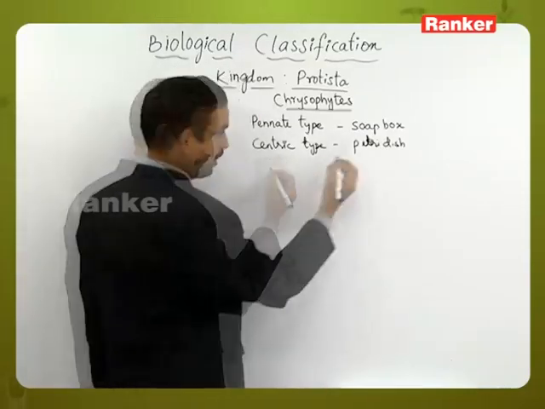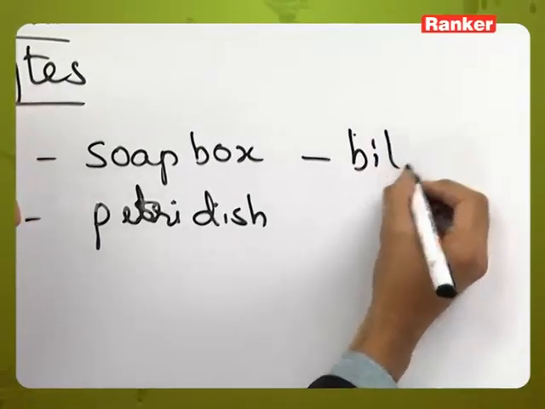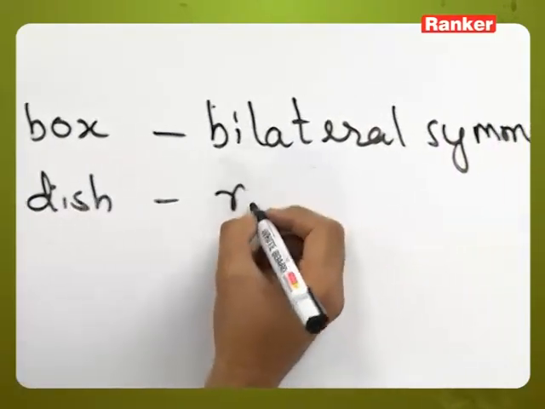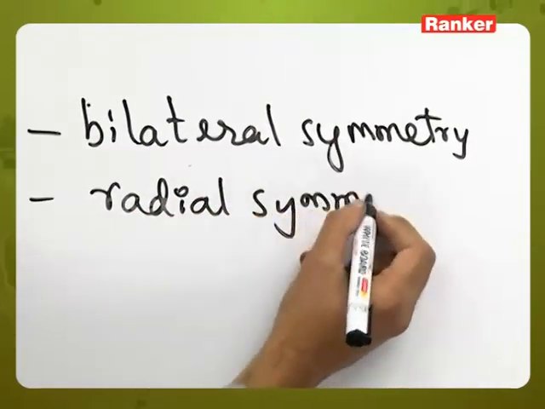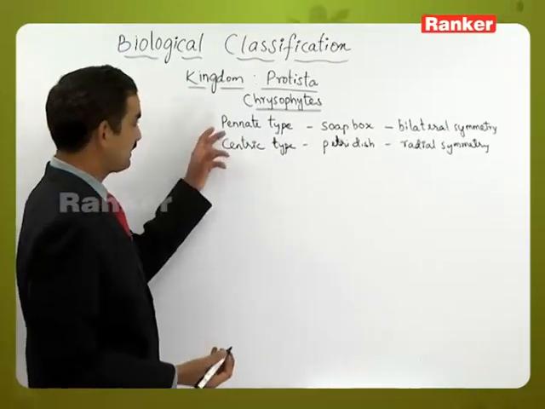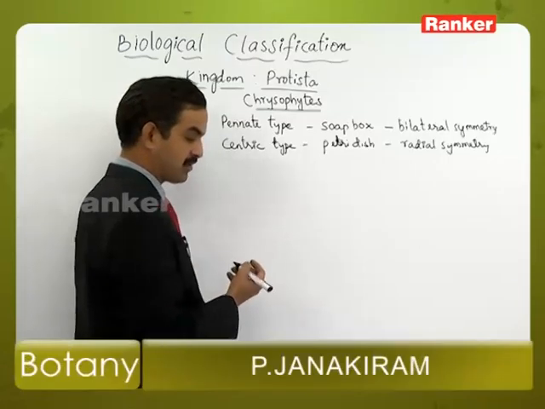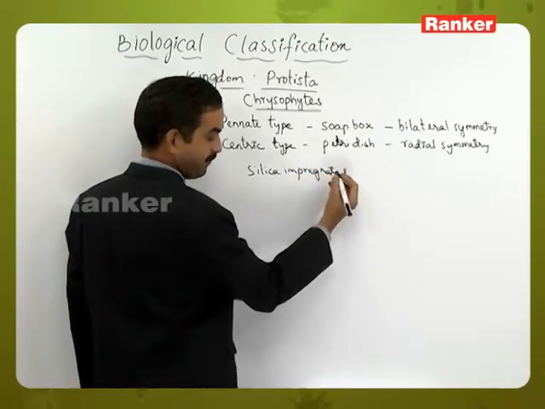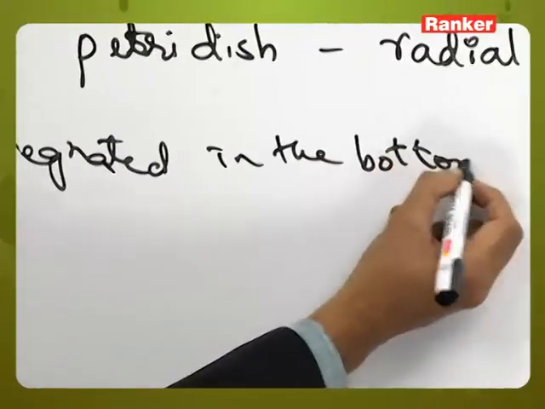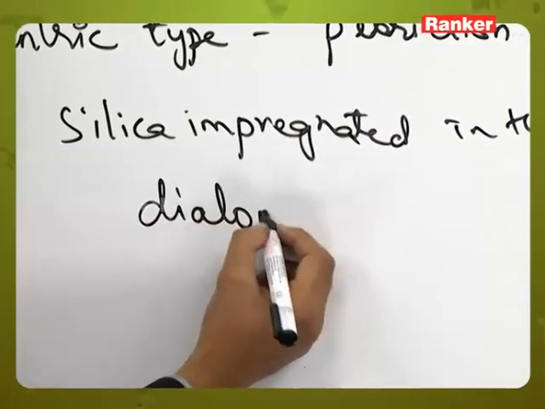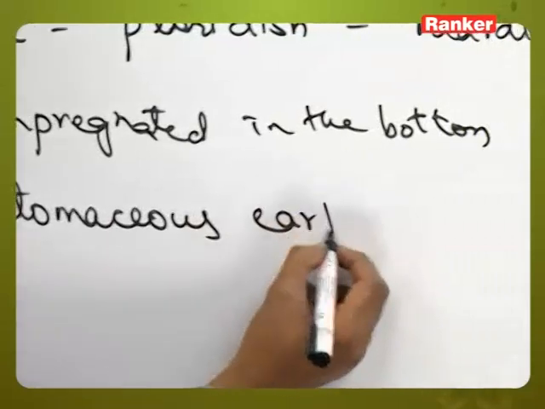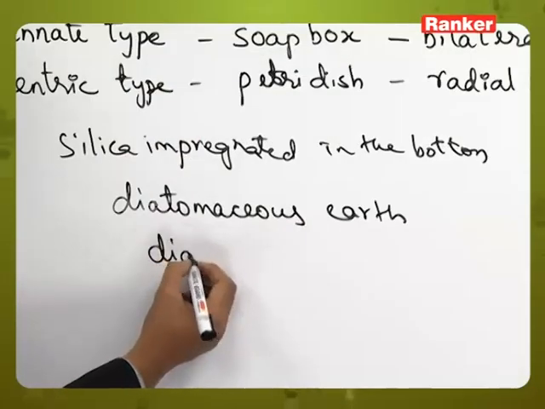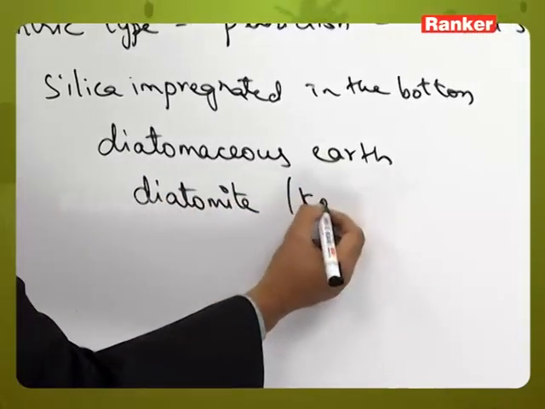The pennate type exhibits bilateral symmetry, while the centric type exhibits radial symmetry. Because of the silica, when destruction takes place, the silica gets impregnated at the bottom of the ocean and forms diatomaceous earth. This structure cannot decay, and it is otherwise called diatomite or Kieselguhr.